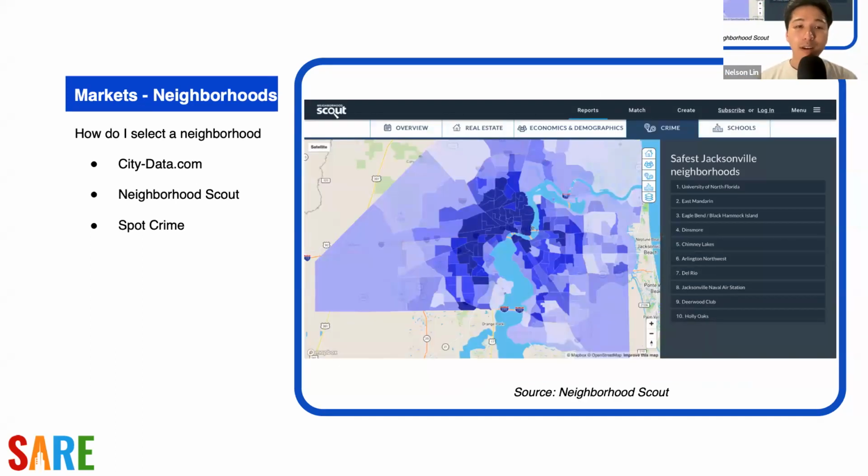Same thing with Neighborhood Scout. So you can see the safest neighborhoods in Jacksonville. The darker it is, which is the downtown area, the higher the crime. And you can see like this area tends to be pretty high crime. And so being on the south bank of Jacksonville is a bit better, for example, than the north. And if you are in the north and in the west, you want to be further out into those suburbs, right? Neighborhood Scout also has economic data, school data, real estate data.